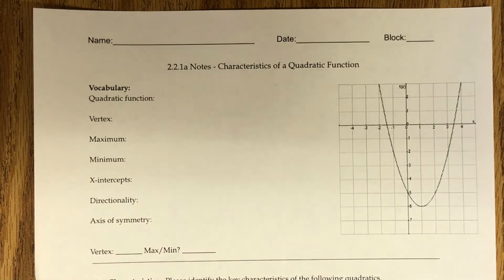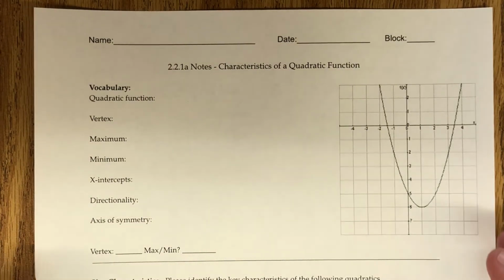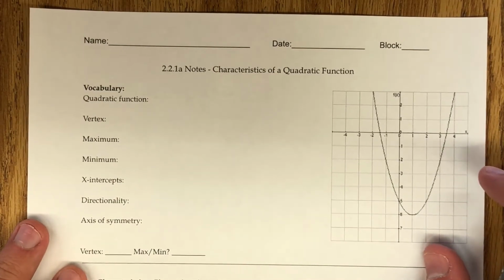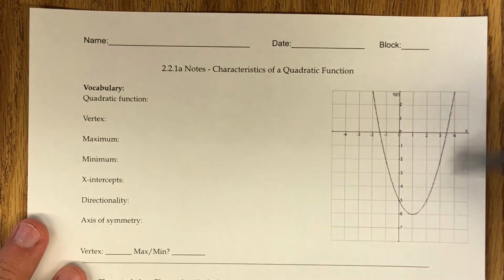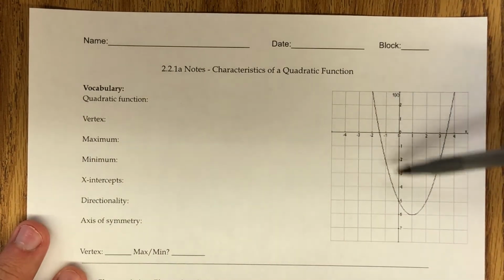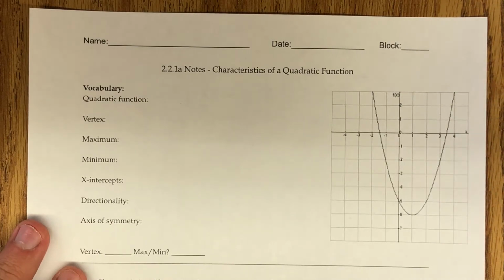Okay, here we go with Unit 2. So we're going to start off with some vocab, beginning with quadratic functions. This whole unit is about quadratic functions, which you have seen before. They have this parabolic shape, and the key characteristic is basically that it has x squared.